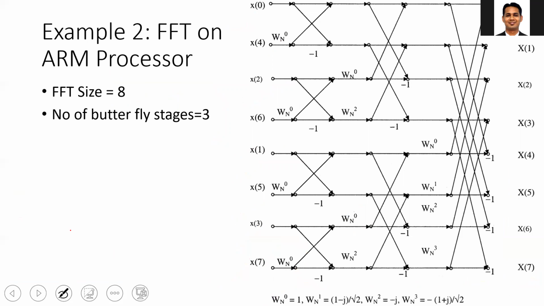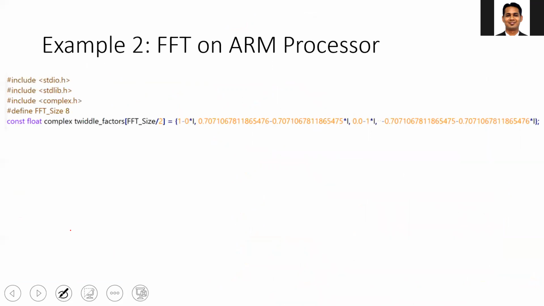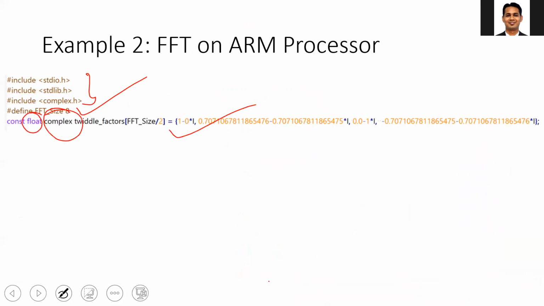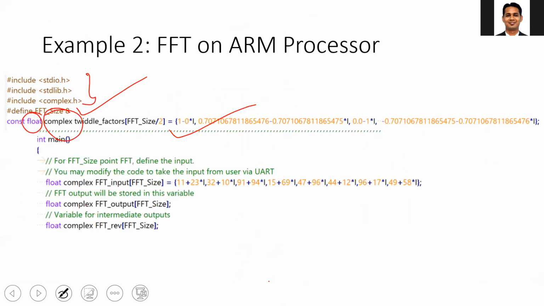So to write the C code, it's again very simple. Everything is the same except we'll use complex.h because we are using complex numbers. So first we define the FFT size parameter of 8, and then we define the constant vector of type float, which is single precision floating point, and it contains the complex numbers. And you can then assign the complex values to the twiddle factors. So these are nothing but your 4 twiddle factors, which we have defined here. Then we'll write a main function.